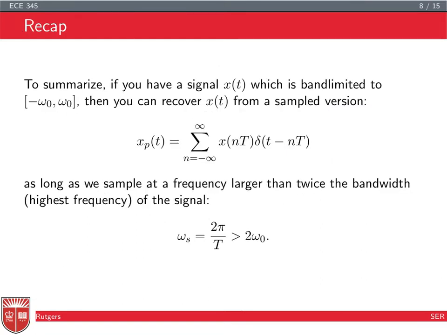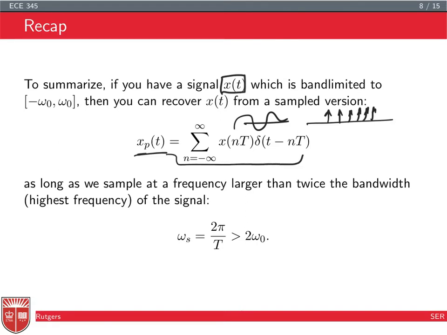So to summarize, if we are given a signal x of t that is band limited, then if I do impulse train sampling, I'm multiplying this signal by an impulse train, a sum of deltas, right? So this is my signal here, and then I get the signal xp of t, which is these deltas that are modulated: they pick up the amplitude of the signal at these different times, every T seconds.